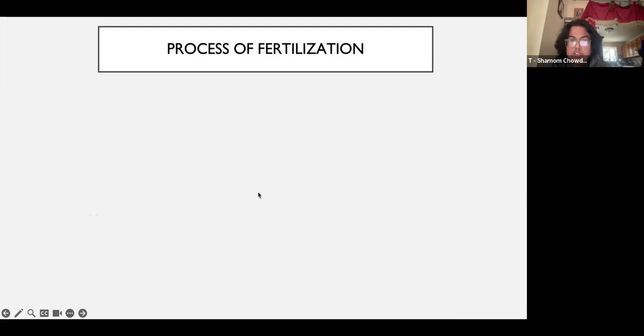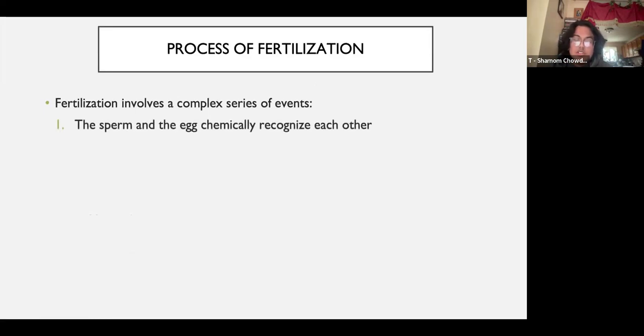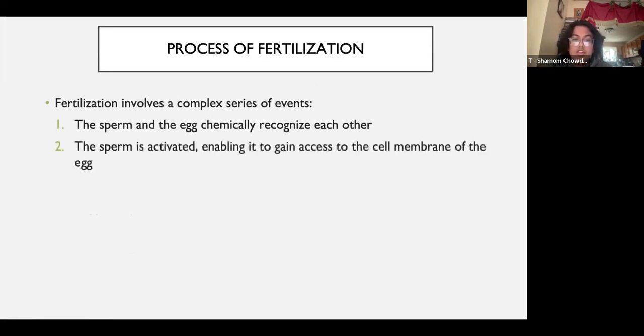All right, process of fertilization. Fertilization involves a complex series of events. The sperm and the egg have to recognize each other. That's why they say for fertilization to occur, the two species have to be nearly chemically identical. We say nearly because, for example, that's why we have species such as ligers, where even though it's not natural, theoretically it has occurred or can occur.